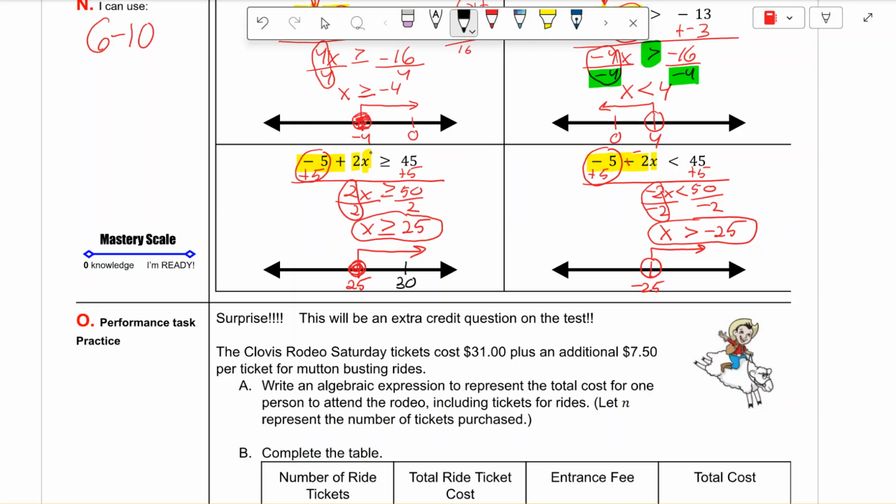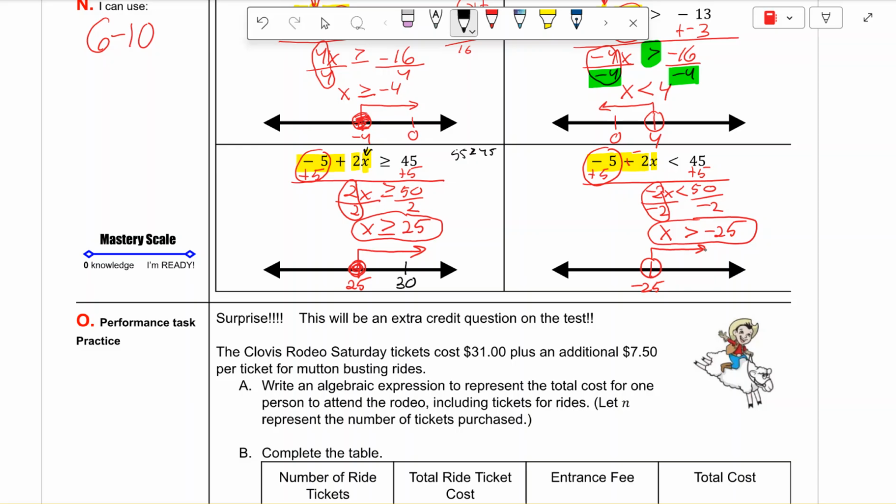Okay, put a 30 right here where the x is. 2 times 30 is 60, and 60 plus negative 5 is 55. Is 55 greater than or equal to 45? It sure is, so you know you're right.